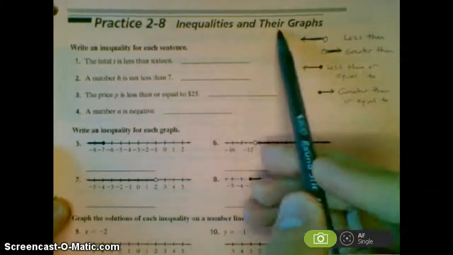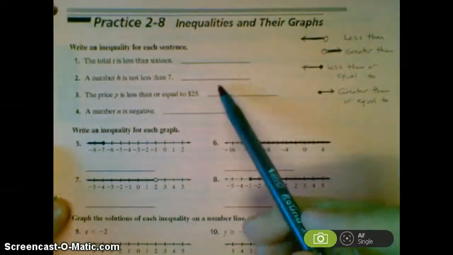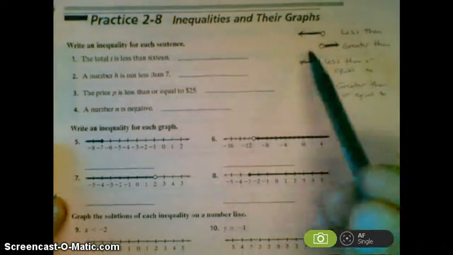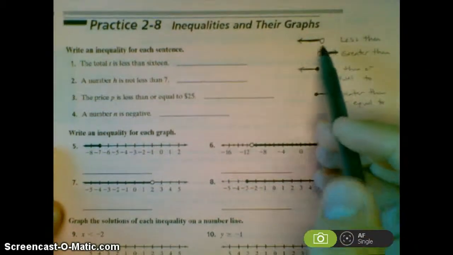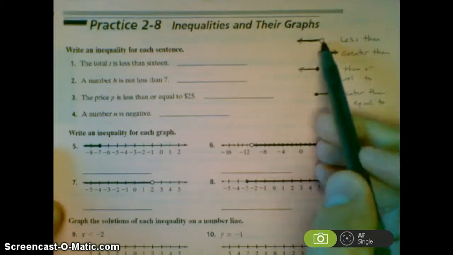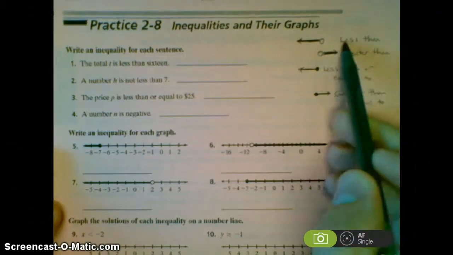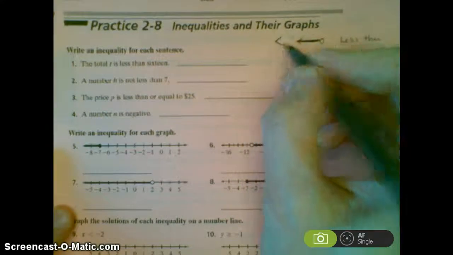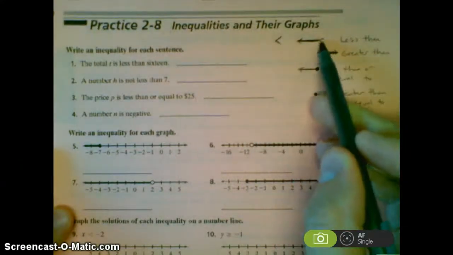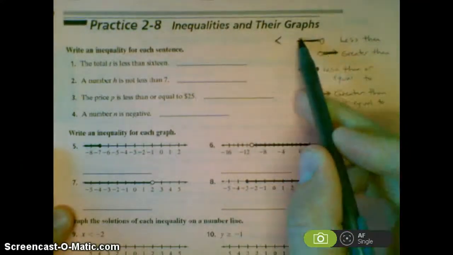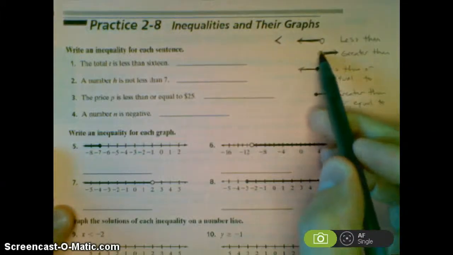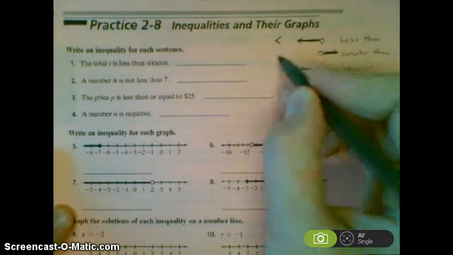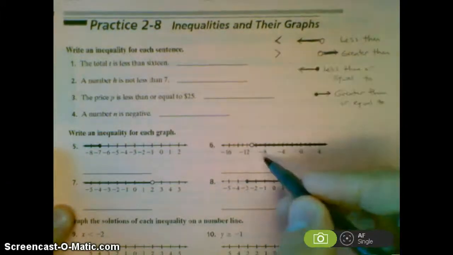Chapter 2, Section 8 is about inequalities and their graphs, and I'm just going to go straight from my packet here. Some things to understand. When you graph an inequality on a number line, anything that says less than will have a graph with an open dot and an arrow going left. Anything with greater than will have an open dot and an arrow going right. So that's the greater than.